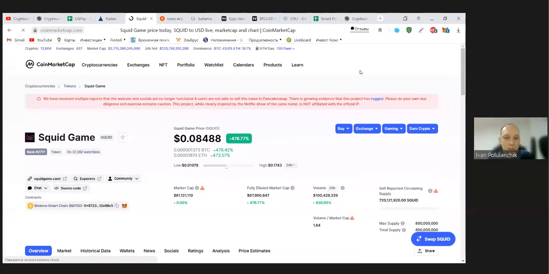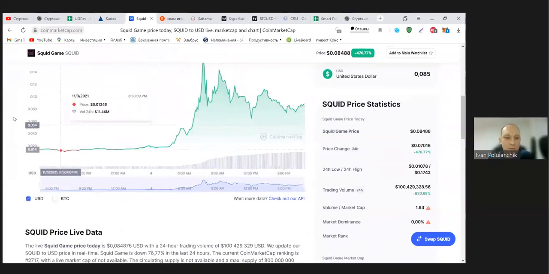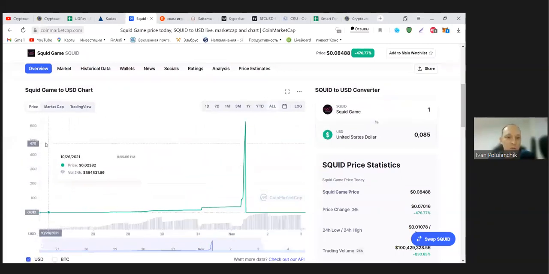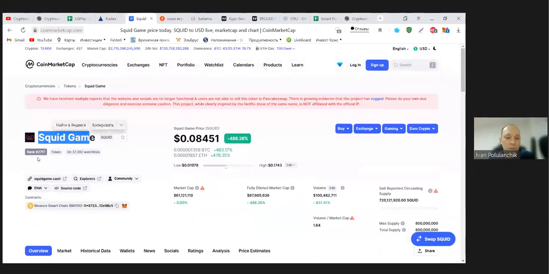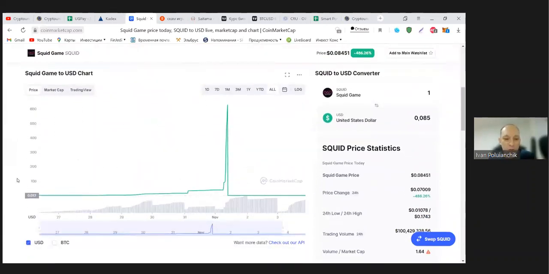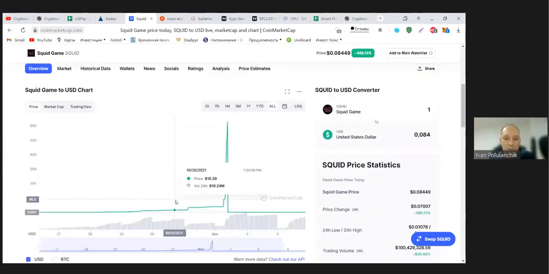So here you have it. There is even a warning that this coin might be a scam. You see, that's its entire existence. This is the classic scheme of scam. They created a coin based on the TV show Squid Game. It was created like a month ago. Yes, 26th of October, even less than a month.